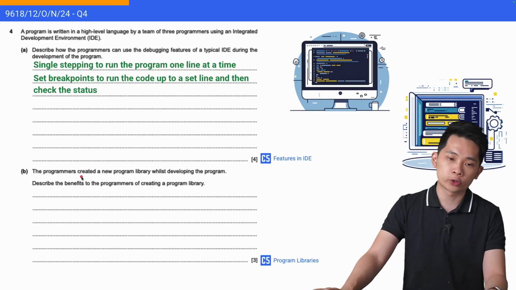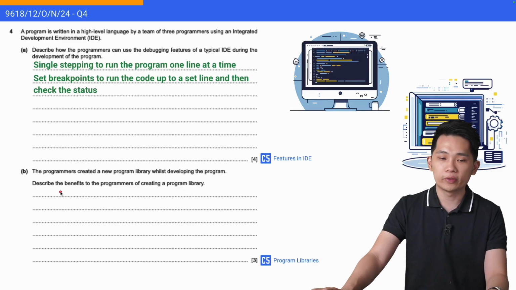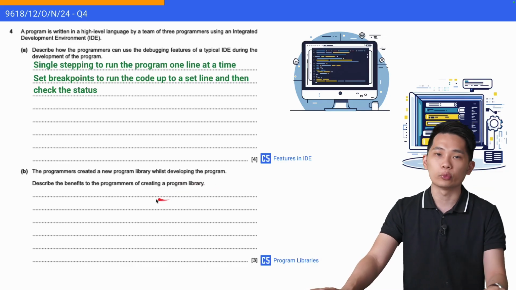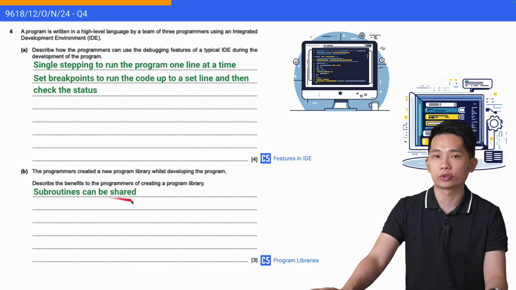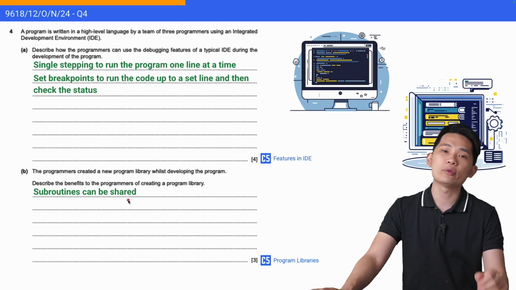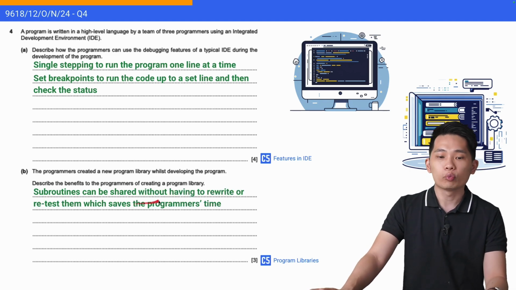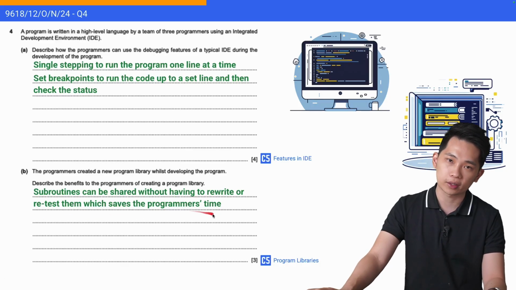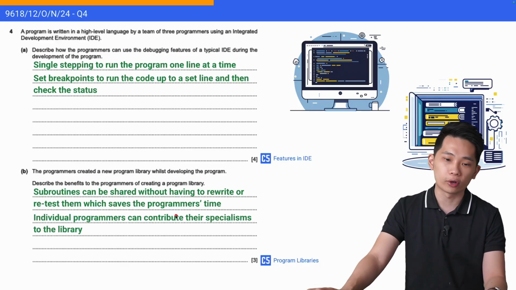The programmers created a new program library while developing the program. Describe the benefits to the programmers of creating a program library. To get 3 full marks, we can start with subroutines can be shared. This is the major benefit of using a program library. Then we can elaborate further by adding without having to rewrite or retest them, which saves the programmer's time. And finally, we can write individual programmers can contribute their specialisms to the library.